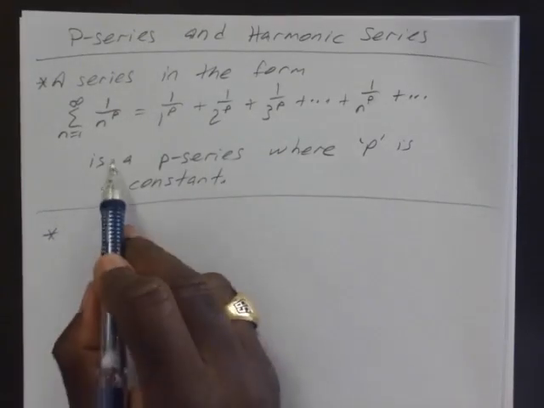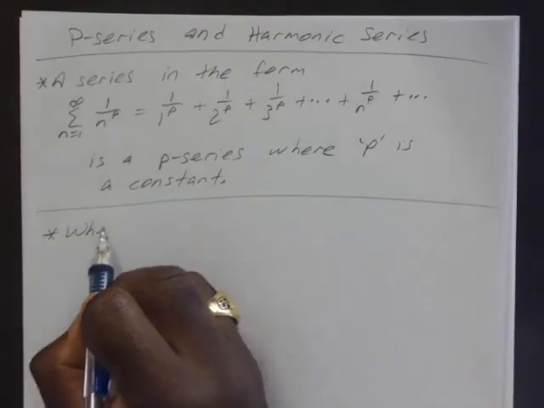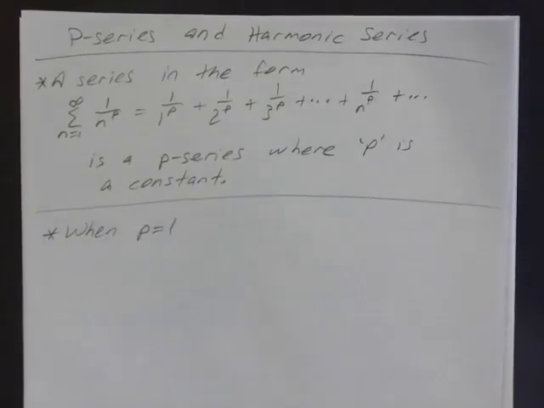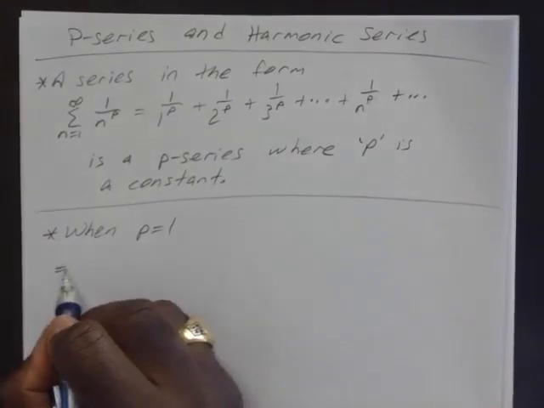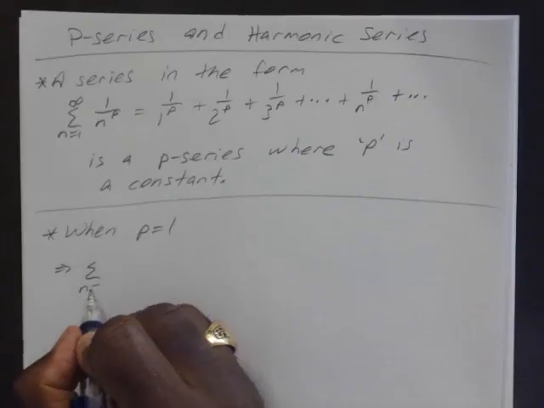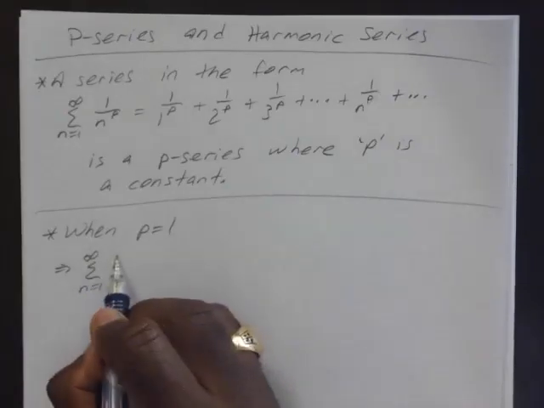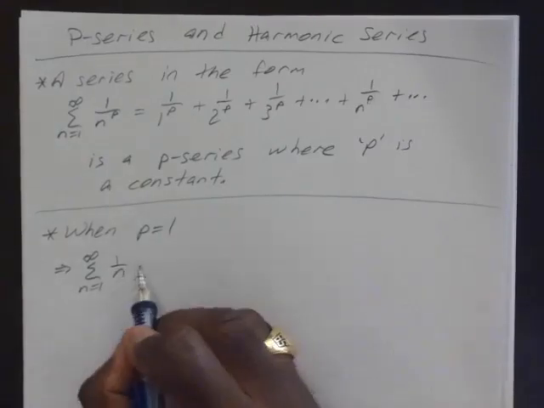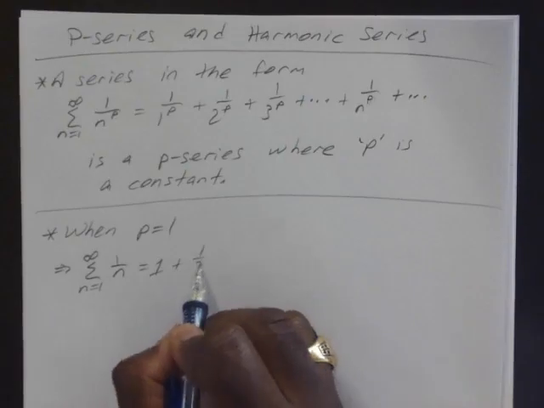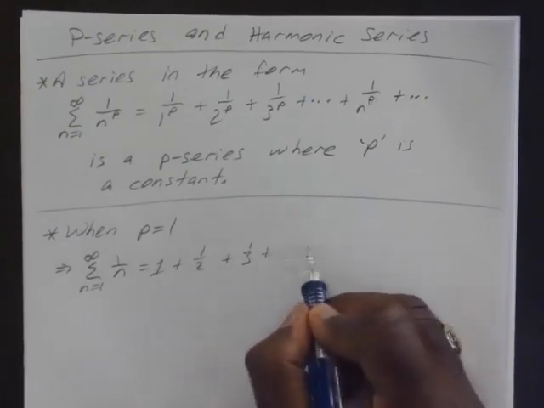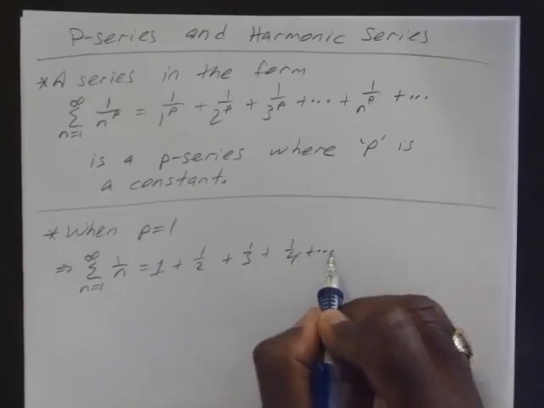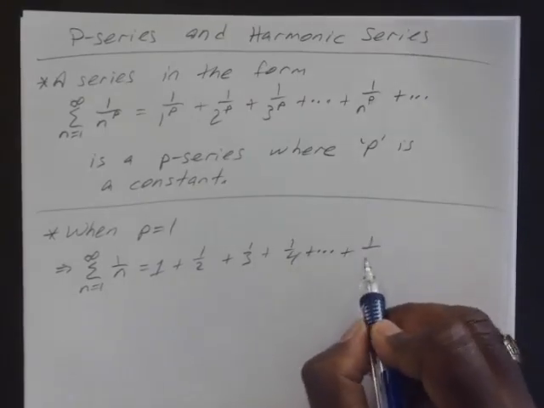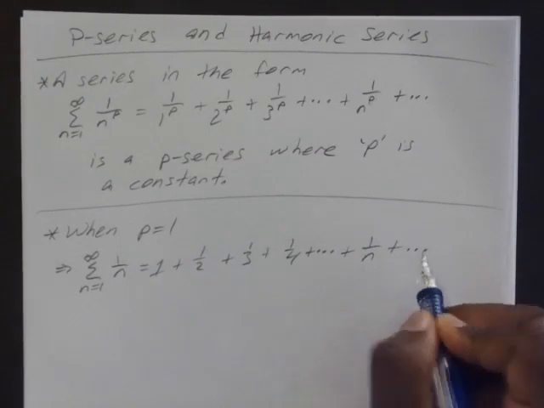Okay, now a very specific type of p-series happens when p is equal to 1. So when p is equal to 1, that means we have the sum from n equals 1 to infinity of 1 over n to the first power. Then that's just 1 plus 1/2 plus 1/3 plus 1/4, and it keeps on going, 1 over n and past that.